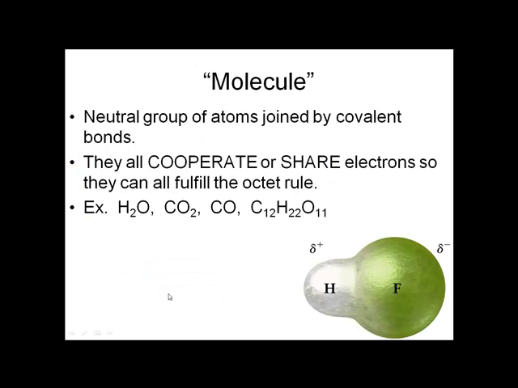All right. So what is a molecule? Just a neutral group of atoms joined by covalent bonds. They cooperate or share their electrons so they can all fulfill the octet rule or just have a stable outer energy level. Here's a couple of examples. We have H2O, common to us, water. We have carbon dioxide, carbon monoxide. There we see the difference in prefixes, dioxide versus monoxide. And here we have a sugar molecule. Again, carbon, hydrogen, oxygen, 3 nonmetals, all bonded together, all sharing their electrons.